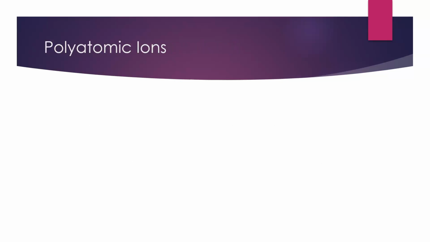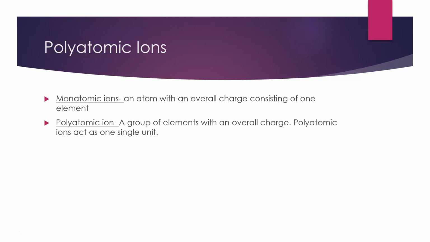So this brings us to polyatomic ions. A monoatomic ion is an atom with an overall charge consisting of just one element, mono meaning 1. Meanwhile, a polyatomic ion, poly meaning many, is a group of elements with an overall charge. So polyatomic ions act as if they are a single unit. They go together, they cannot be separated from each other. And as a unit, they have a charge.